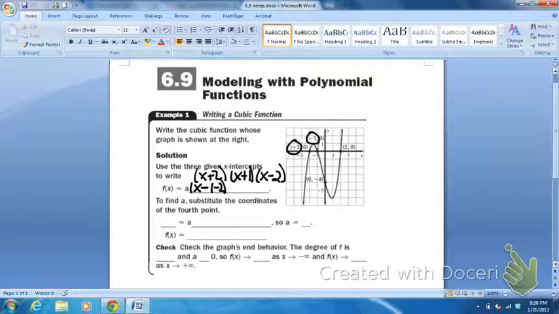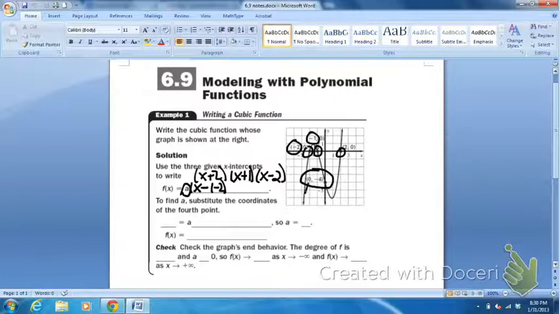However, in this case, we're actually going to go so far as to find the leading coefficient a. Notice they have an a there. To find a, it says substitute the coordinates of the fourth point. Guys, the fourth point will be any coordinate other than the zeros. You're already using each of the 3 zeros to write the factors. You do not want to use those again to find the a value.